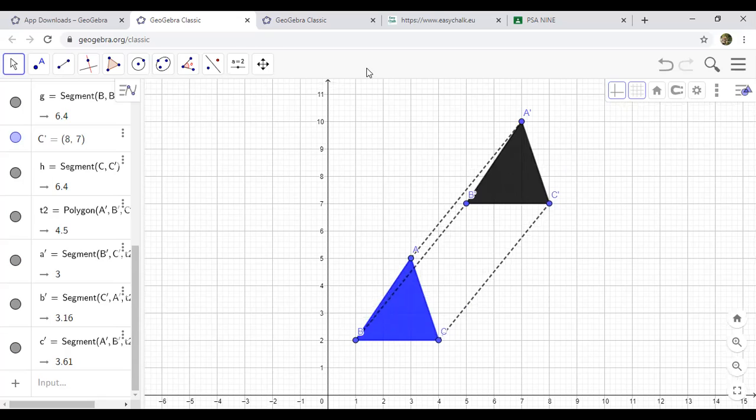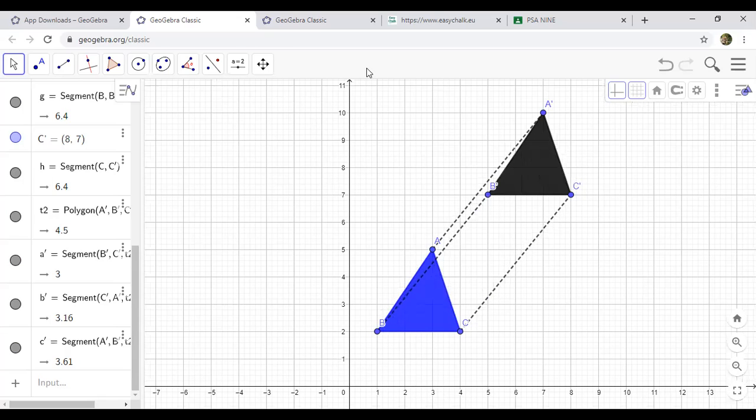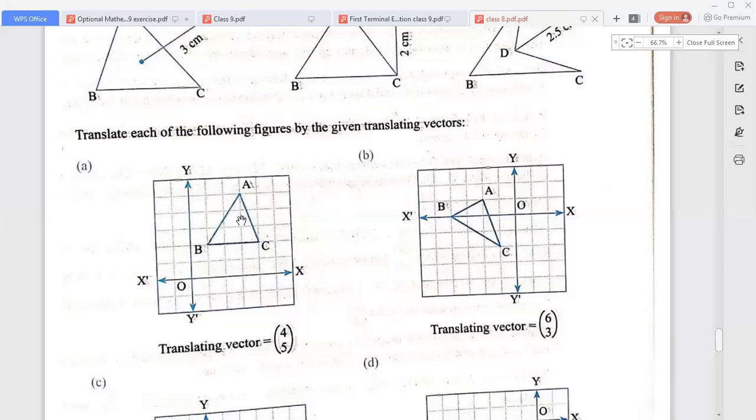Okay, first of all, we have to go to the question. In the question, our graph is given there. We have to first find out the coordinate of A, coordinate of B, and coordinate of C just by counting the number of the grids.